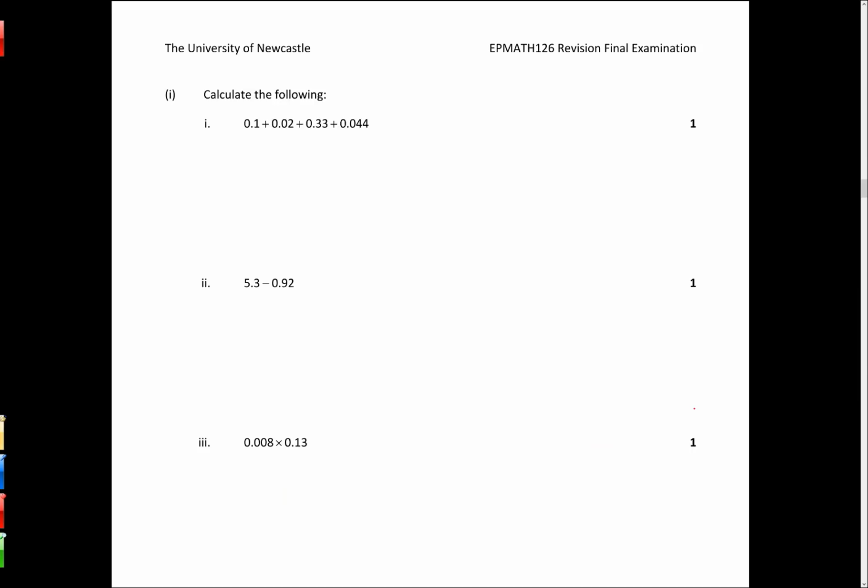Okay, calculate the following, adding up some decimals. Well, if they're aligned vertically, I've got no issue with it. 0.1, 0.02, I might give another decimal place, 0.33, 0.044. I don't have to put these zeros there for addition, but I like to. I want to see that everything's in its holes. Everything's lined up, the decimals are lined up. So let's add it.